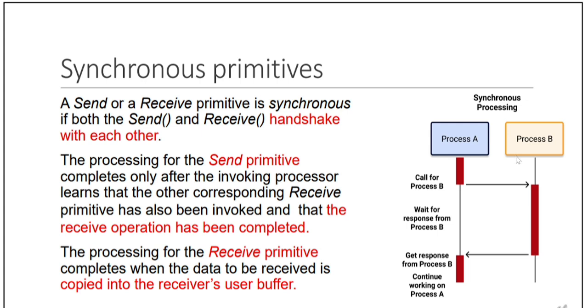Process B tells A, I have received the message, and then you can start your work. Only after receiving this does the process continue working in process A. So this is the synchronous primitive. If you are getting the responses from process B, we have to wait for it.